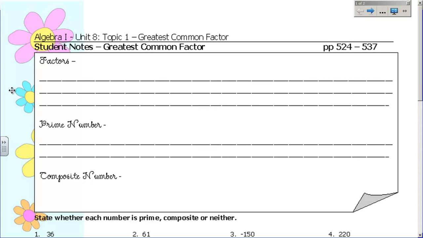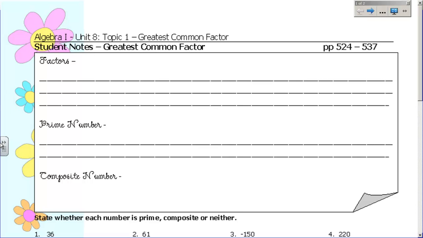Okay, we are going to start Unit 8, which is all about factoring. Factoring is just taking what we did in Unit 7, what your test was over today, and working backwards. And so we've learned how to multiply and go forwards. Now we're going to learn how to factor and work our way backwards.